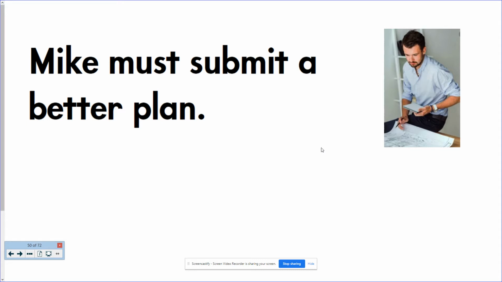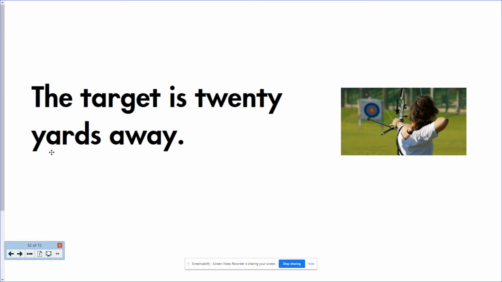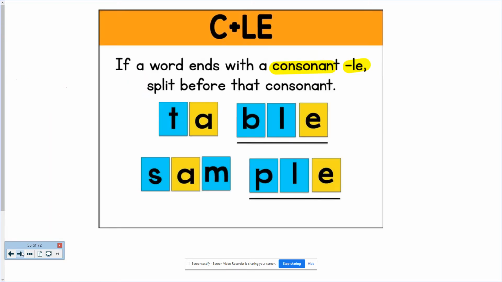Okay, so now we're going to say the whole sentence. Mike must submit a better plan. Bring in the harvest. The target is 20 yards away. Henry lives in the Northwest. Now we're going to spell some words.